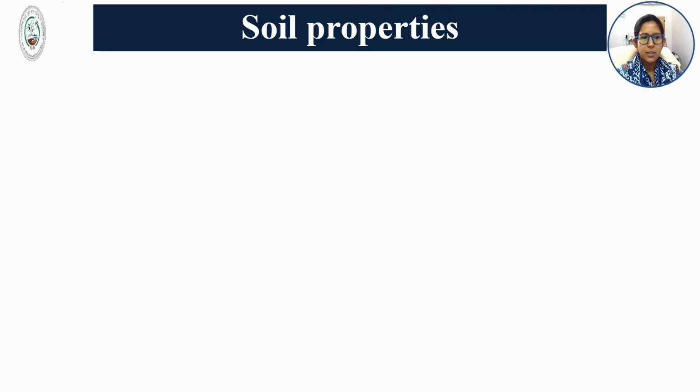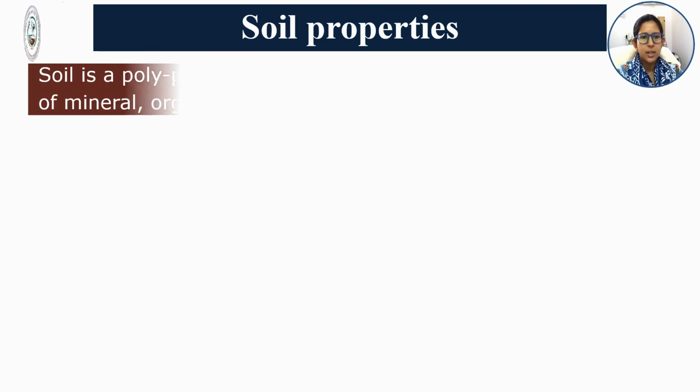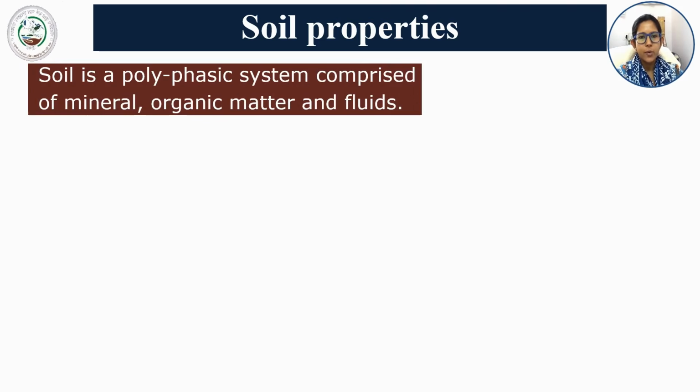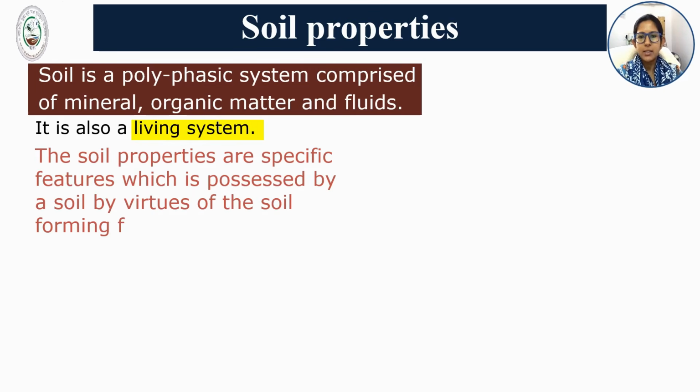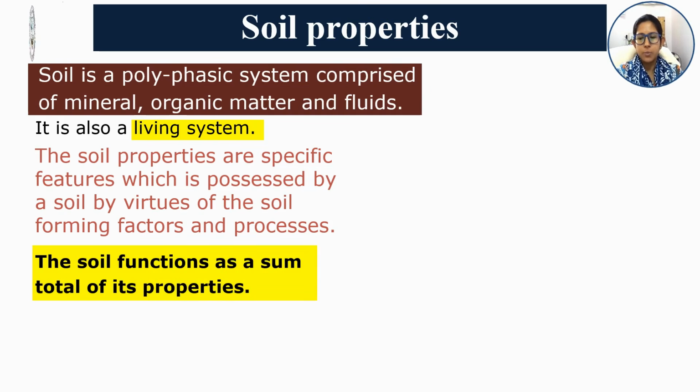What basically is soil? We all know that soil is a polyphasic system comprised of mineral, organic matter and fluids, and it is also a living system. The soil properties are specific features which the soil possesses by virtue of interaction between the different soil forming factors and processes. And the soil functions as a sum total of its properties.